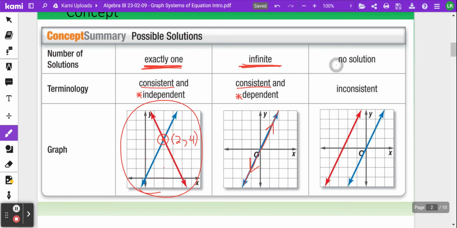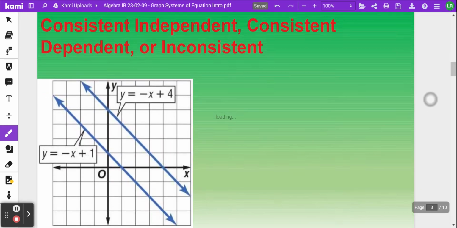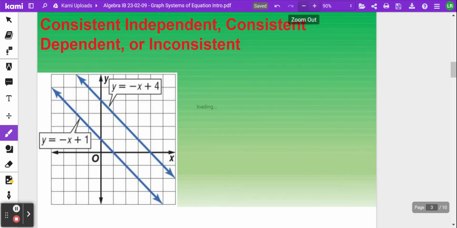And then the last kind is no solution. On a no solution, notice we have two parallel lines. The lines never touch. This is considered inconsistent. So those are the three main types that we're going to see. Again, the first one, consistent, independent, is the most common. Now let's look at some of these graphs.